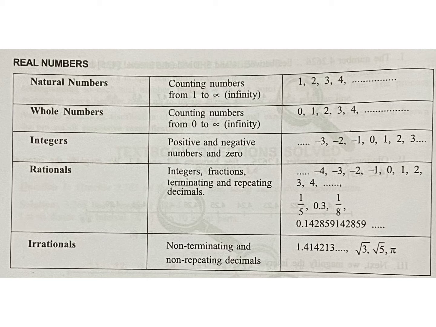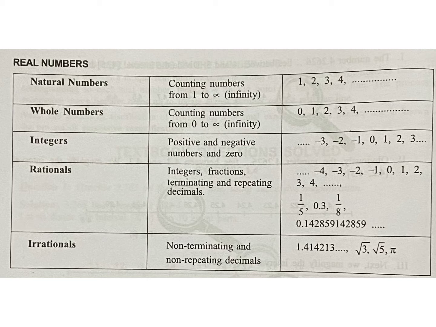Let us recall it. Number systems: the first one is natural numbers. The numbers counting from 1 to infinity, that is all positive numbers, come under the set of natural numbers, which is denoted by capital N. Next is whole numbers. All natural numbers including 0 come under the set known as the set of whole numbers, that is 0, 1, 2, 3, 4, etc., and it is denoted by capital W.